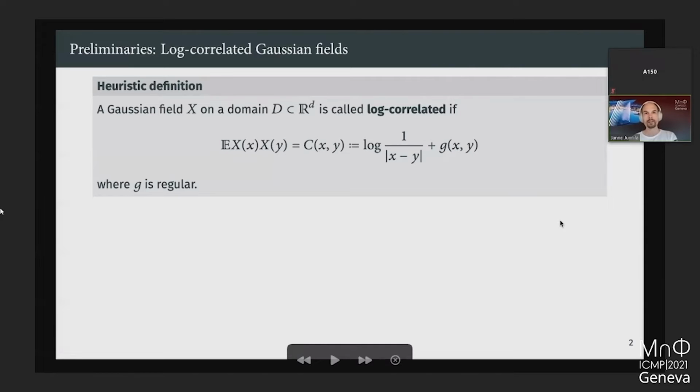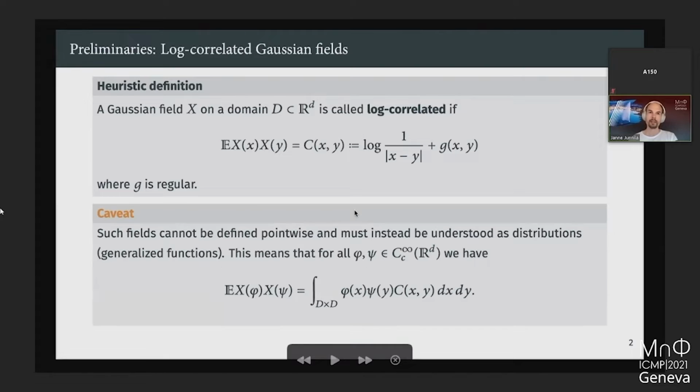A log-correlated Gaussian field is just a field whose covariance is given by the logarithm plus something regular compared to the logarithm. So this is a heuristic definition, and as we saw in the first part of the session, from Antoine and also Hugo, this is actually not defined pointwise, but rather has to be understood as a distribution. And this means that for two test functions, the covariance of the field applied to the test functions is given by this integral where you have this covariance kernel.